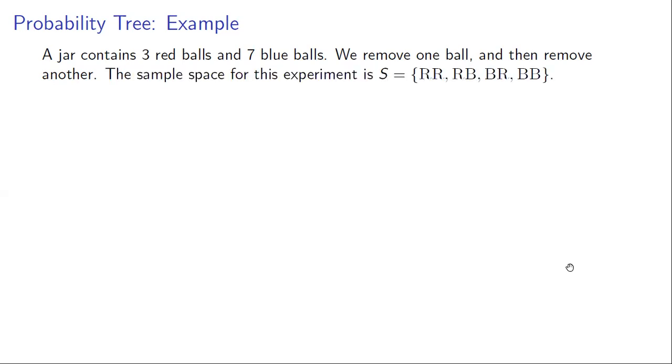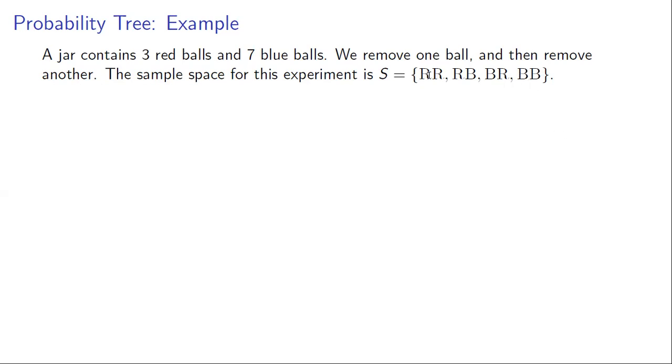The sample space for this experiment is this: RR, RB, BR, BB, right? So red, red, red, blue, blue, red, blue, blue. Now, it's important to note here that these are the 4 different outcomes in the sample space, but it's not true that each outcome is equally likely to occur. In other words, since there are many more blues than reds, the things involving red are probably going to be more likely to occur than the things involving only blue, right?